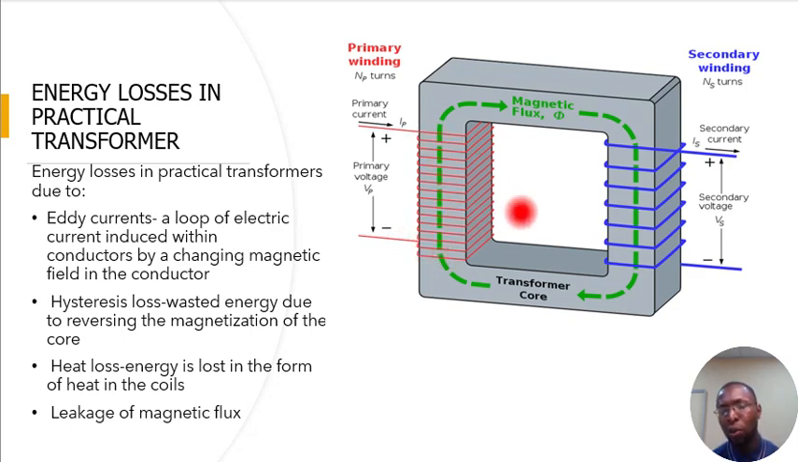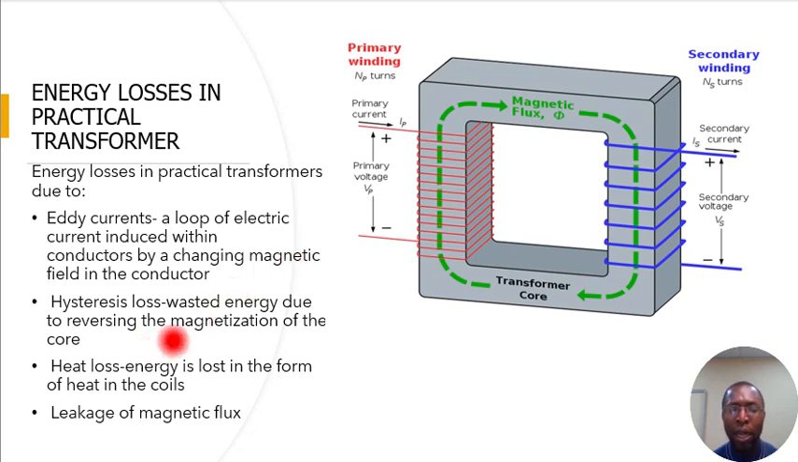Changing field in the conductor. Now the eddy current: remember that whenever current is passed through a conductor, it generates its magnetic field. That magnetic field now makes the coil still have an induced current. This induced current is known as the eddy current, and it just gets wasted because it's not going to be in use. So this is one way that energy is lost, through eddy current.